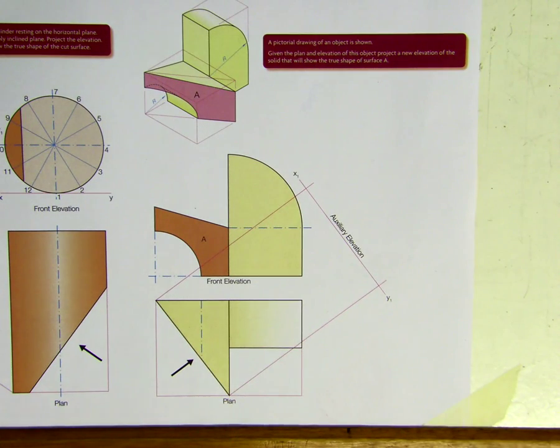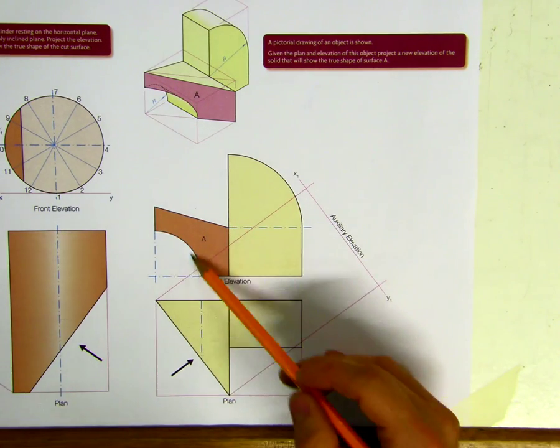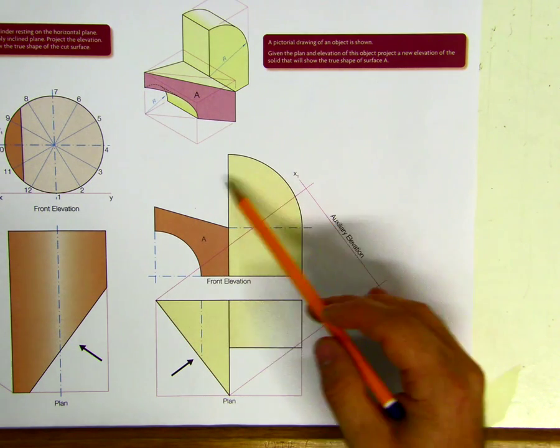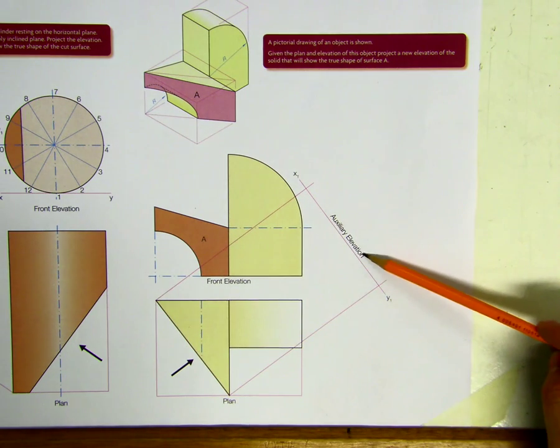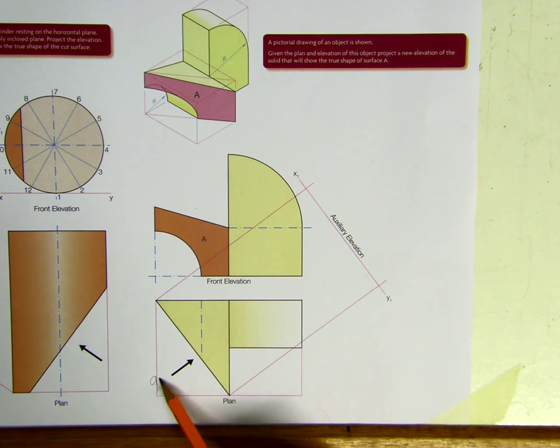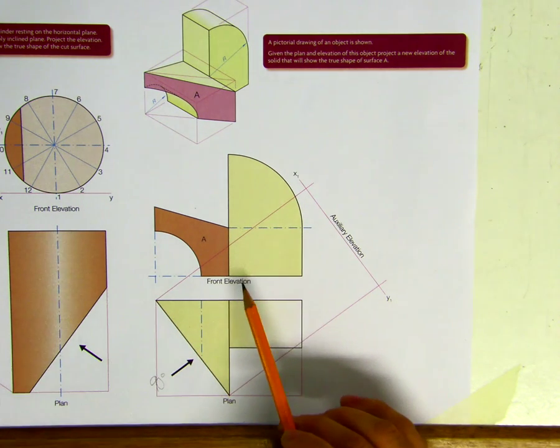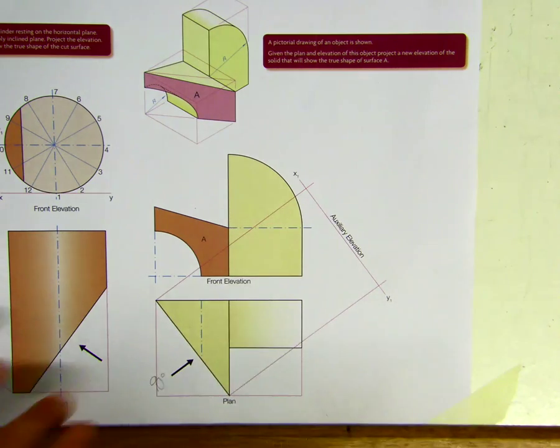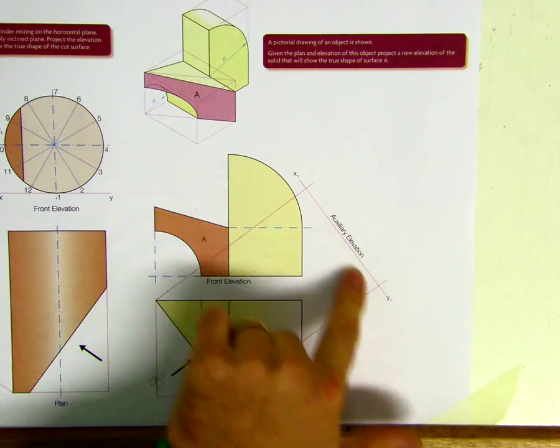So first thing we can see here is we have a quadrant of a circle and a quadrant of a circle. Okay, it's an auxiliary elevation, so we're going to project it from plan, looking 90 degrees to surface A. Once we've done that, we set up our x1, y1. This is already done for us here.